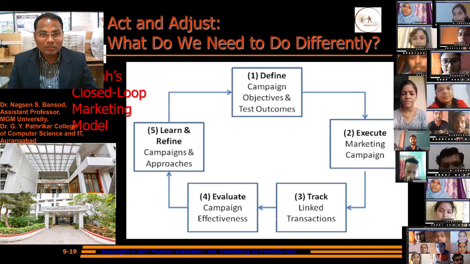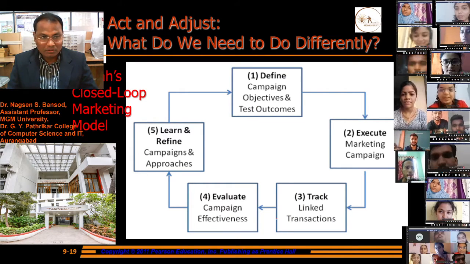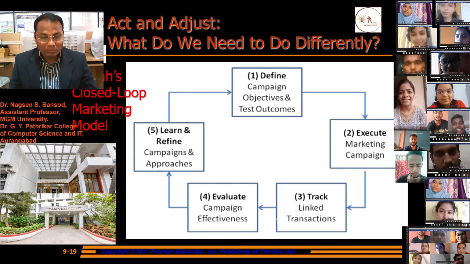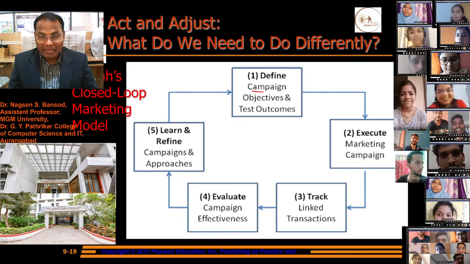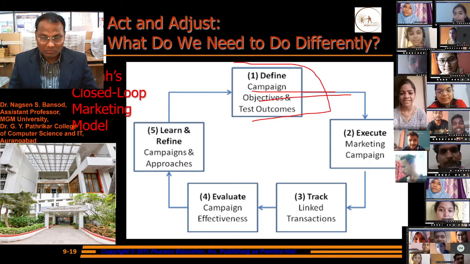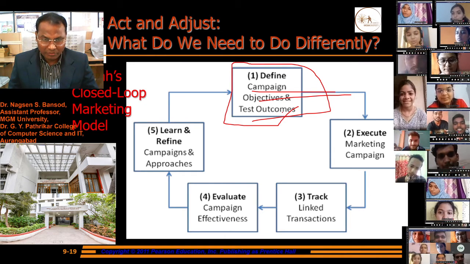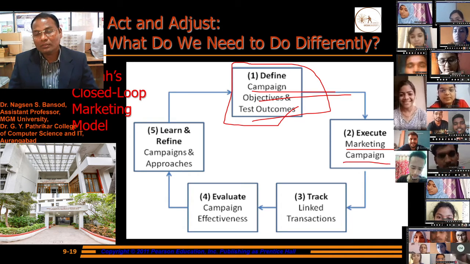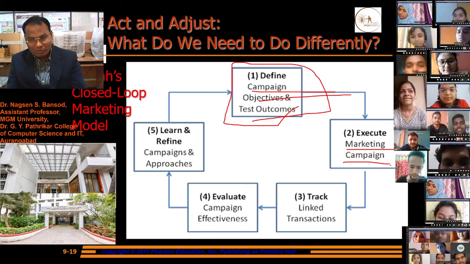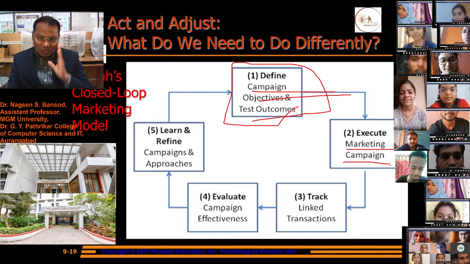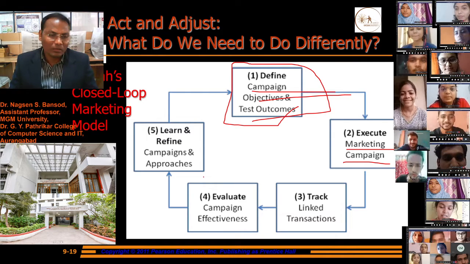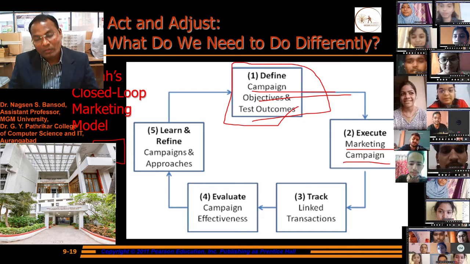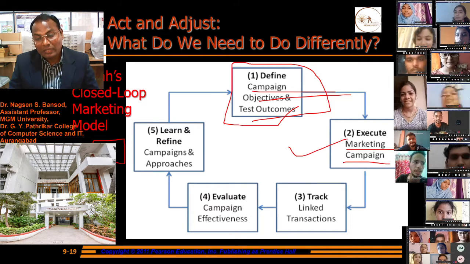Act and adjust. What do we need to do differently? Harsh closed loop market model. This is the Harsh closed loop market model. First one, define campaign objective, test outcome. This we have to decide first. Then execute marketing and campaign. We have to make the campaign of our product, we have to market our product, we have to advertise, we have to create the banner, poster, digital marketing, mouth marketing, as well as some discount, like that.